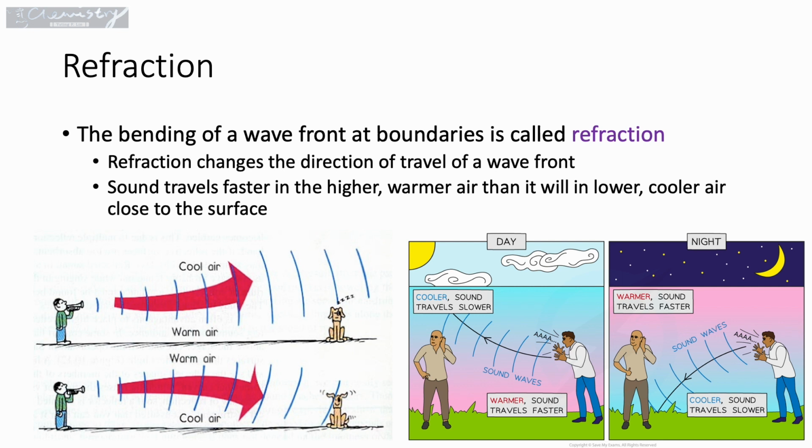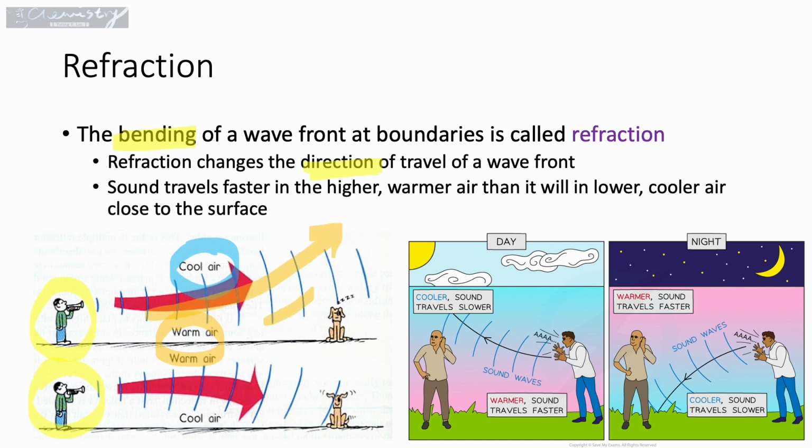So let's talk about refraction. Refraction is a bending of the wavefront at boundaries, and this changes the direction of travel of the wavefront. And sound, like we discussed previously, travels faster in higher and warmer air than in lower and cooler air. Over here on the left, you can see a person calling his dog. If we have cool air on top and warm air at the bottom, because sound travels faster in warmer air, this voice is going to bend up.